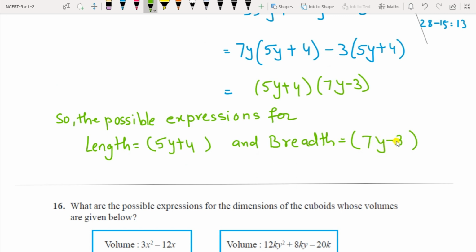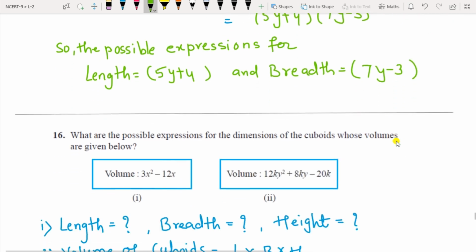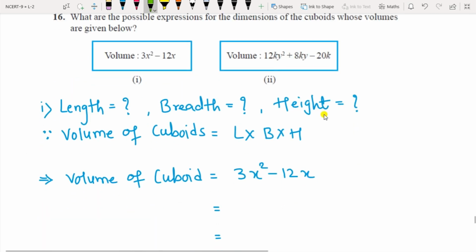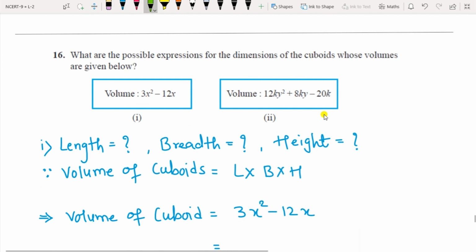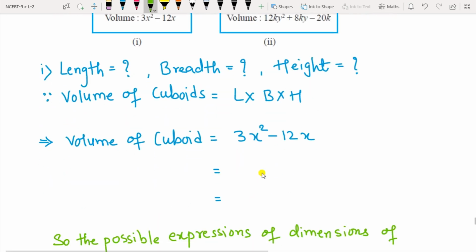Okay. So this way you have to solve question number 15. Now that was about area. Here you have to find the length, breadth and height, that is the dimensions of the volume, given the volume. These are the two volumes that have been given. So the formula for the volume of a cuboid is L into B into H. Here the volume of the cuboid is given as 3x square minus 12x.